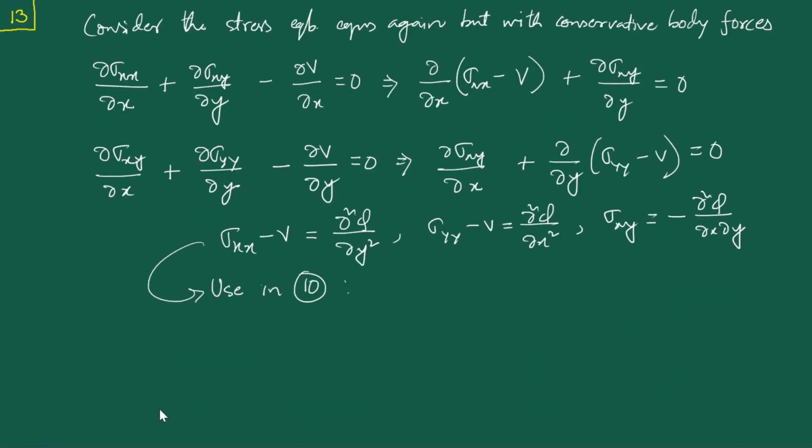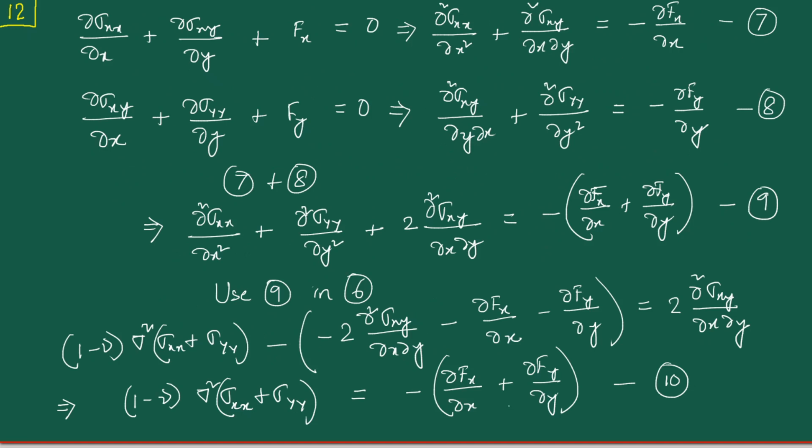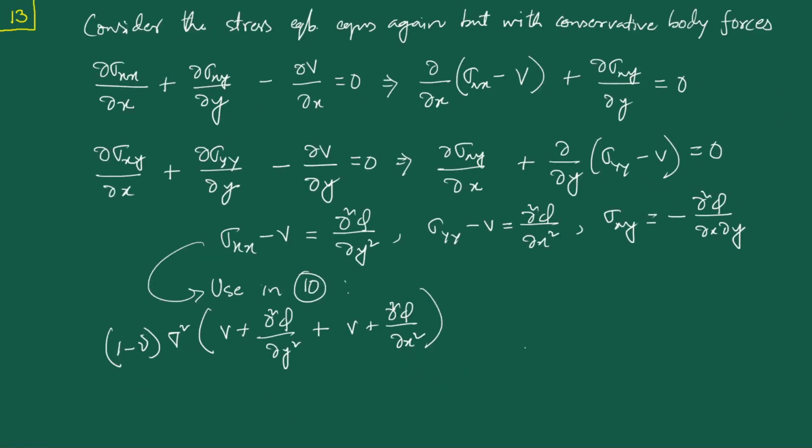So what do we obtain then? We have (1 − ν) times ∇² of (V plus ∂²φ/∂y²) plus (V plus ∂²φ/∂x²). This is from σxx, and these two are from σyy. On the right hand side we have the minus of ∂fx/∂x, so that fx will be substituted by minus ∂V/∂x. So overall we have ∂²V/∂x² and here we'll have ∂²V/∂y².